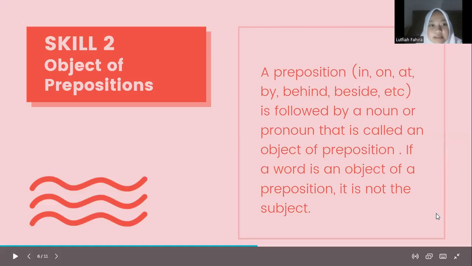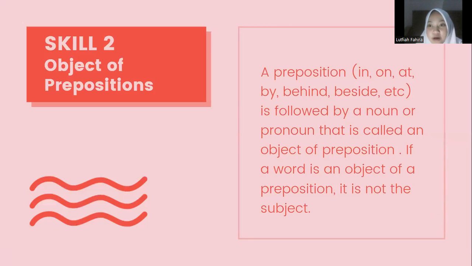Now, the second skill is about object of preposition. First of all, I want to give you some examples of preposition. There are in, on, at, by, behind, beside, etc. If a preposition is followed by a noun or pronoun, then it's called an object of preposition. But if a word is an object of a preposition, then it is not the subject.